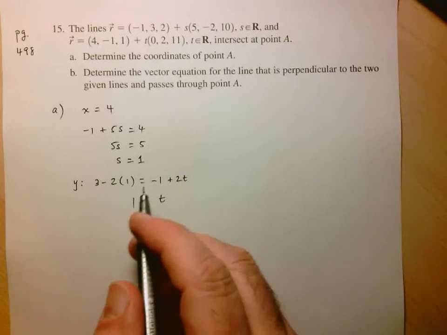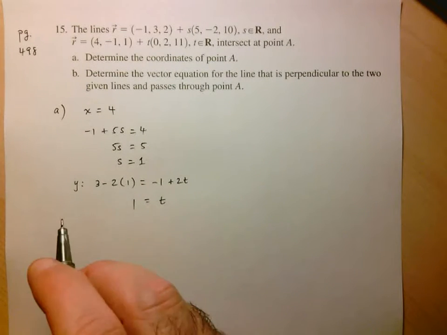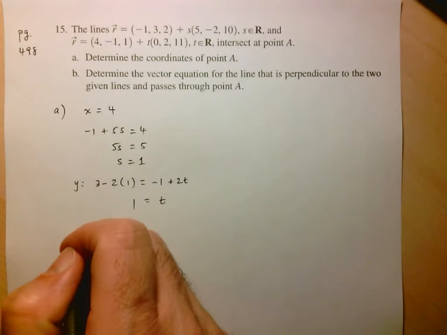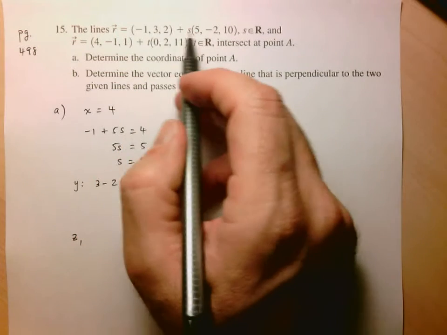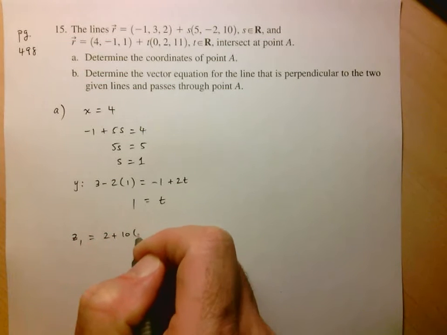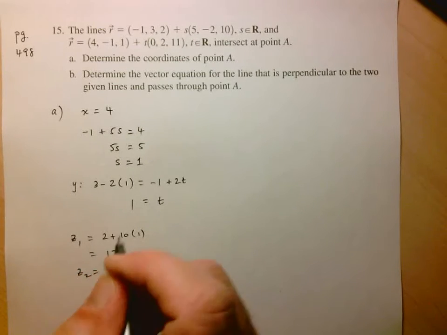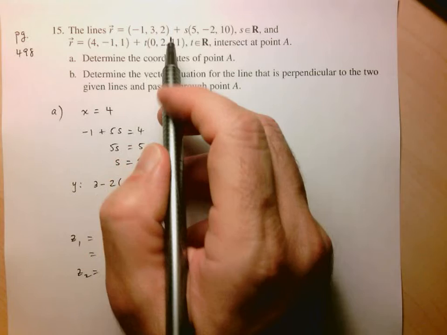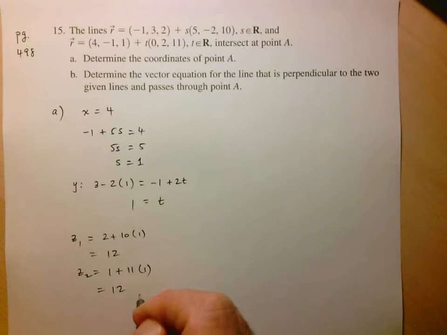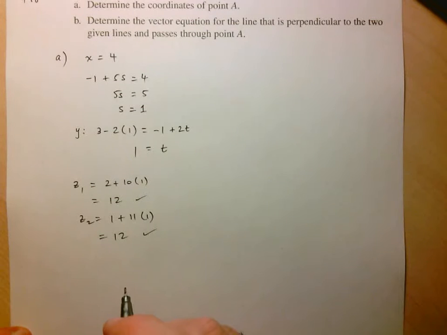Now, just to be sure, even though they did tell us that it does intersect at a point, let's be sure that these are indeed the values that work. Let's check the z components. z1 from the first one is 2 plus 10s, so that's 2 plus 10 times s, which is 1, so that's 12. And z2 from the second equation is 1 plus 11t, so 1 plus 11 times t, which is 1, which is also equal to 12. So we have confirmed that there is indeed a point of intersection.